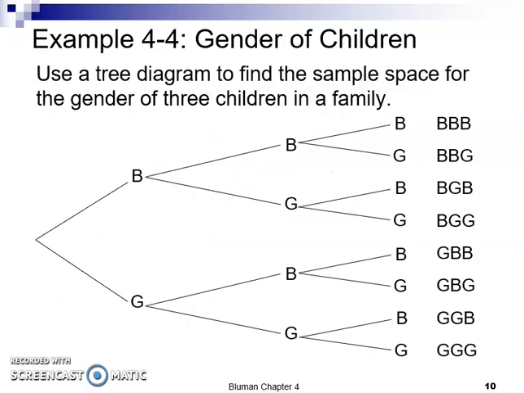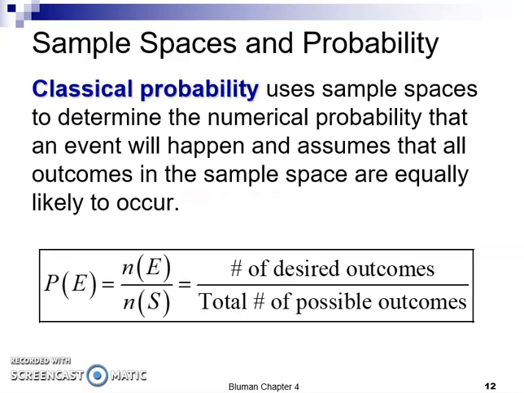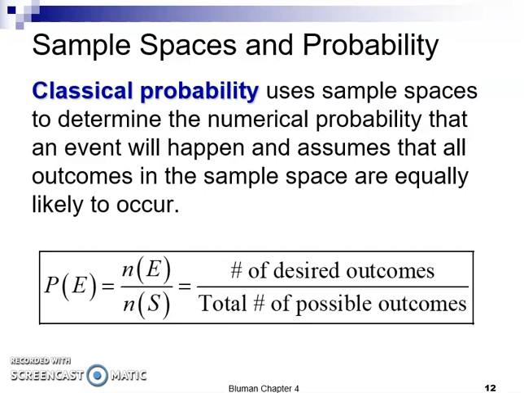A little bit better looking graph, this one here, is also found on the slides. Now, once we determine what our sample space is, then we can go back and do some probability problems. And we're going to look at classical probability first. Classical is what most people are used to. In this one, you use the sample spaces and you say the probability that an event occurs is equal to the number of outcomes in the event divided by the number of outcomes in the sample space.